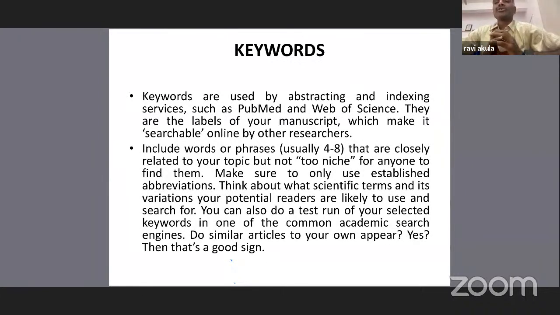And keywords. Usually after the abstract, there used to be a couple of keywords, maybe 5-6 keywords we need to place. Sometimes it may be up to 10 words also. The keywords are used by abstracting and indexing services such as PubMed or Web of Science. They are the labels of your manuscript, which make it searchable online by other researchers.